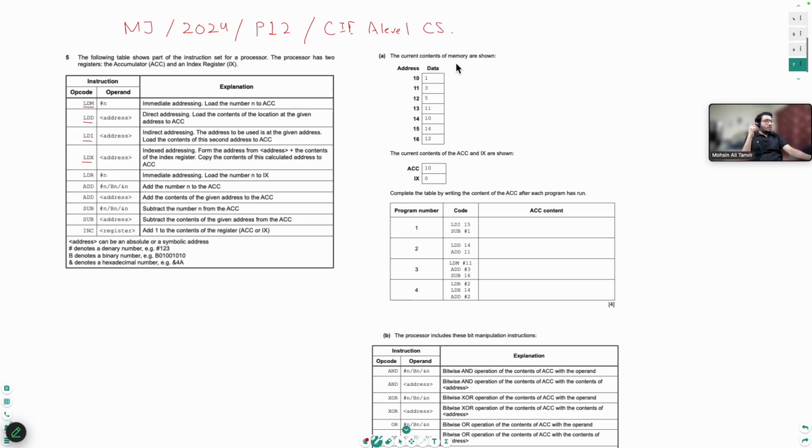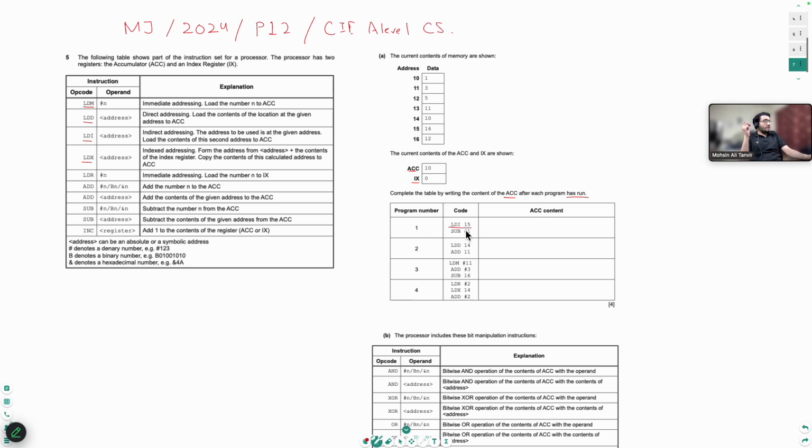Alright, so we're given this. It says the current contents of memory are shown. So this is memory address and data shown to us. This is the accumulator and this is the index register that's given to us. Now it says complete the table writing contents of the accumulator after each program has run. So first thing first, the first program is LDI.